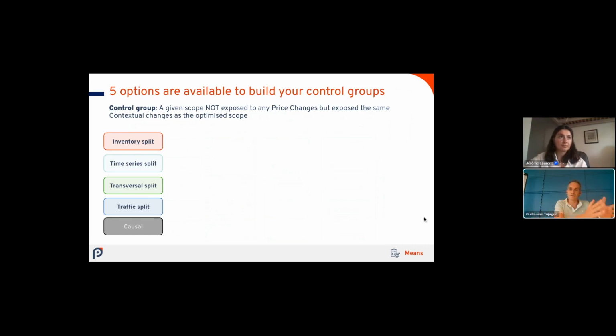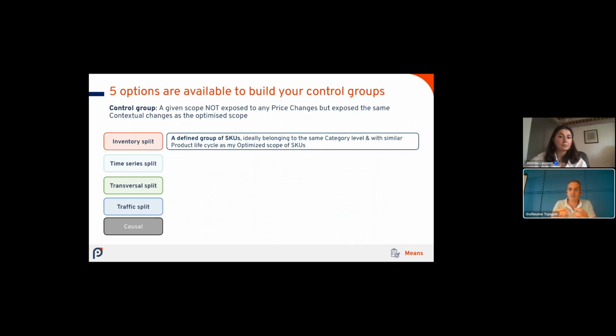We can split the optimized group versus the control group via the inventory. So this is called the inventory split. The inventory split consists in saying I'm going to identify another group of my inventory, a group belonging to the same category usually, and I'm going to use them as my control group. So I'm going to optimize my tablets, and I'm going to observe the difference of performance of my computers at the same time. For example, if I identify that the computers are behaving the same way as my tablets.